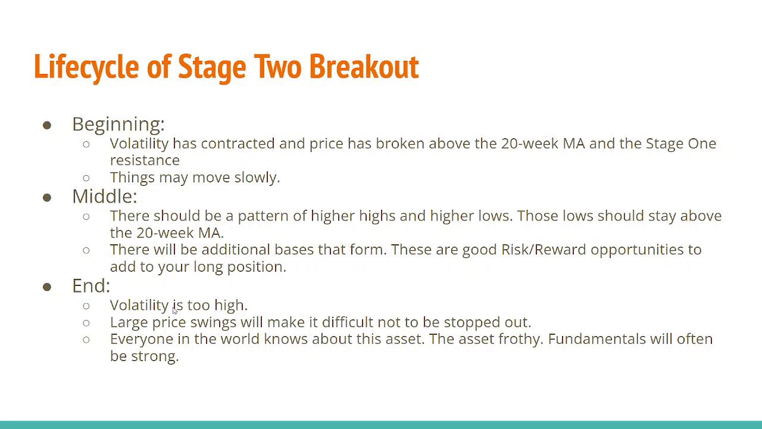And then at the end, volatility will be high at the end of a stage 2 breakout. You'll see large price swings, and that makes it difficult to not be stopped out of your position. And then you'll know you're at the end of a stage 2 breakout when everyone in the world knows about this asset. Often you'll see this asset being featured on the cover of Barron's. Your mother will be talking about it and she doesn't know anything about stocks. Your father will be talking about it and he doesn't know anything about cryptocurrencies.